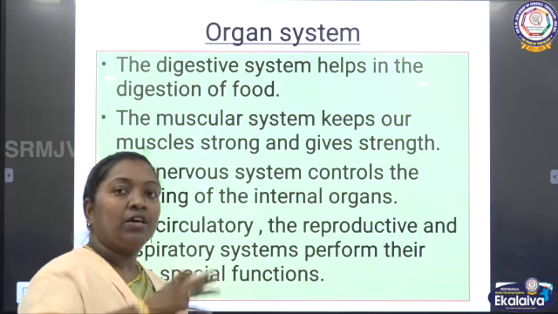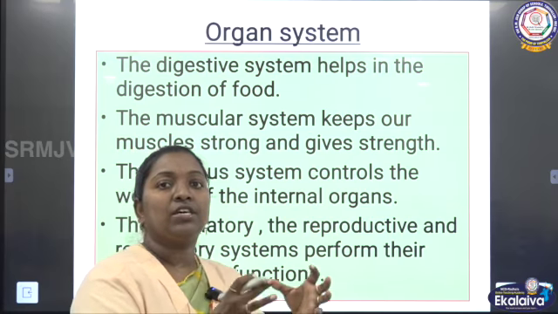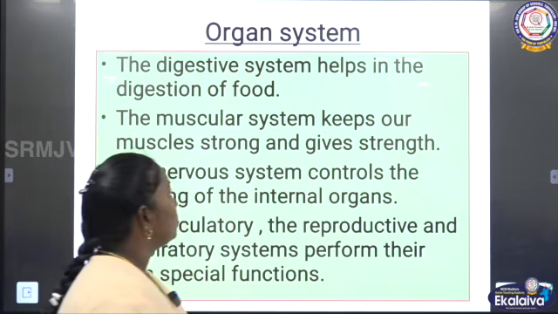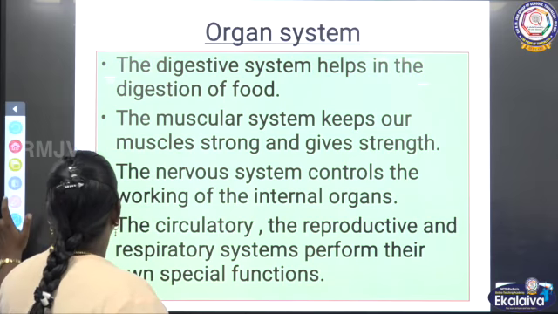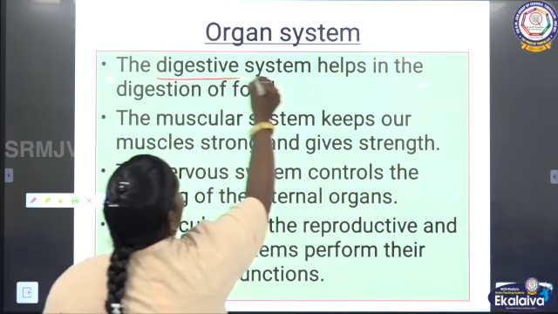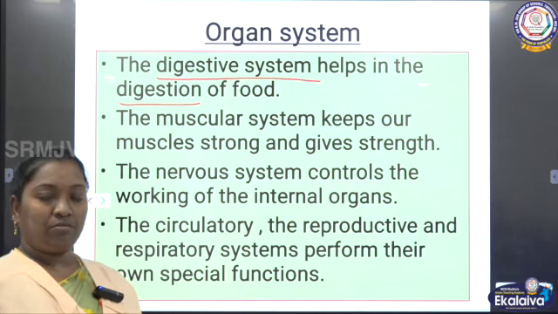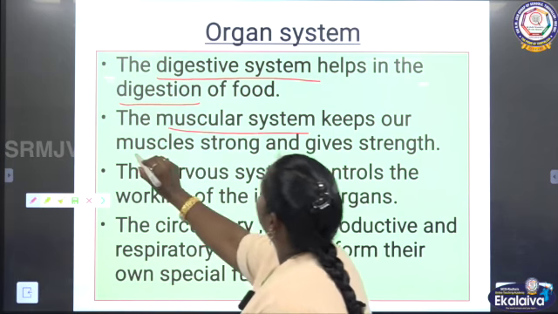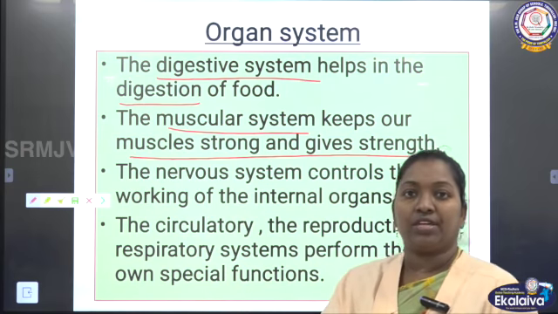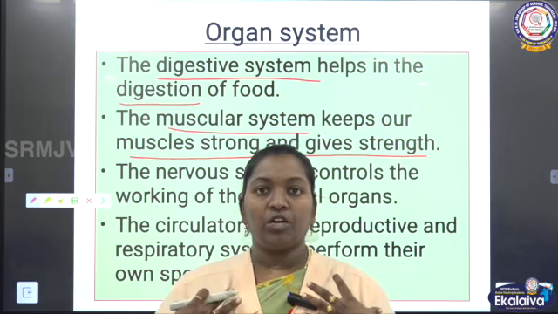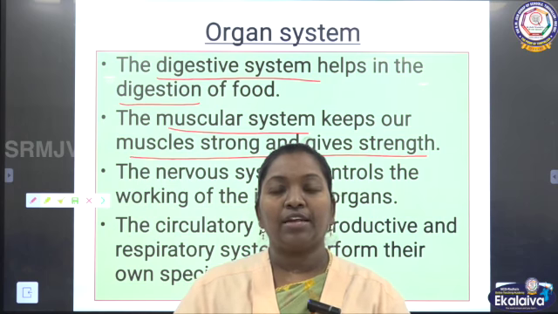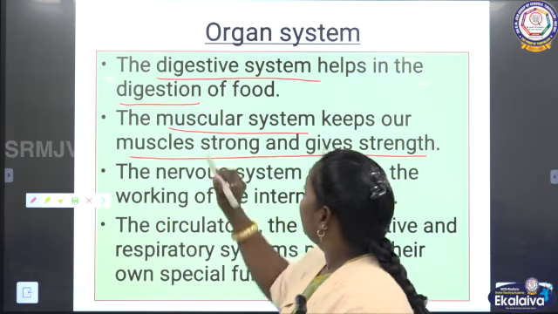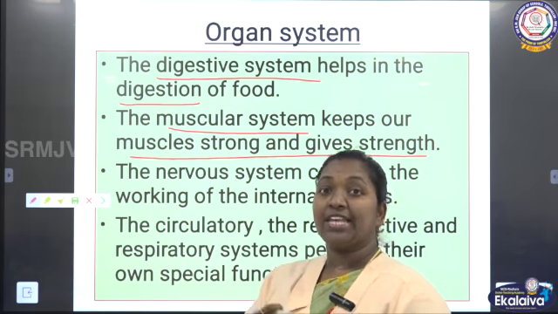Organ system, as I explained, all the organs, so what functions are all these systems doing inside our body? The first one, the digestive system. It helps in the digestion process. Then the muscular system makes the muscles strong and gives the strength to hold things, to make our body stand straight, sit straight, and hold things for a long time. All these muscles are helping us. So the muscular system makes the muscles strong and gives strength.